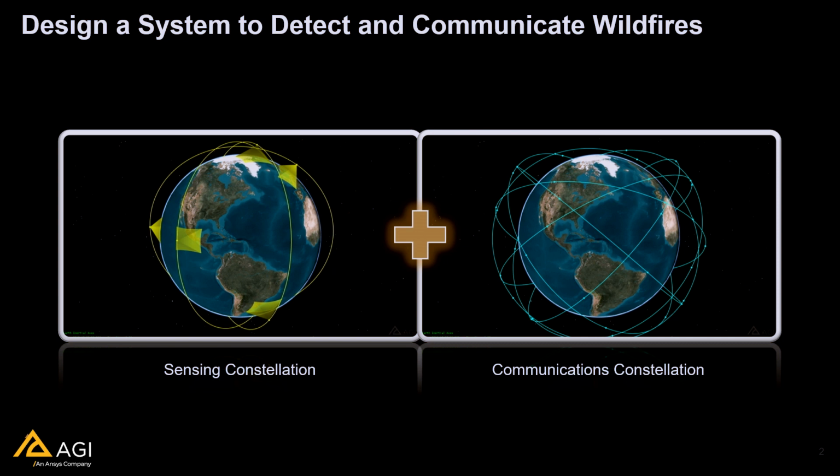However, these satellites don't have any onboard memory, so in order to relay the location of those fires back down to the ground sites, they must have constant contact with the communication constellation, which you see on the right-hand side. This consists of about 50 satellites, which will take the location from the sensing satellites and downlink them to the ground stations.